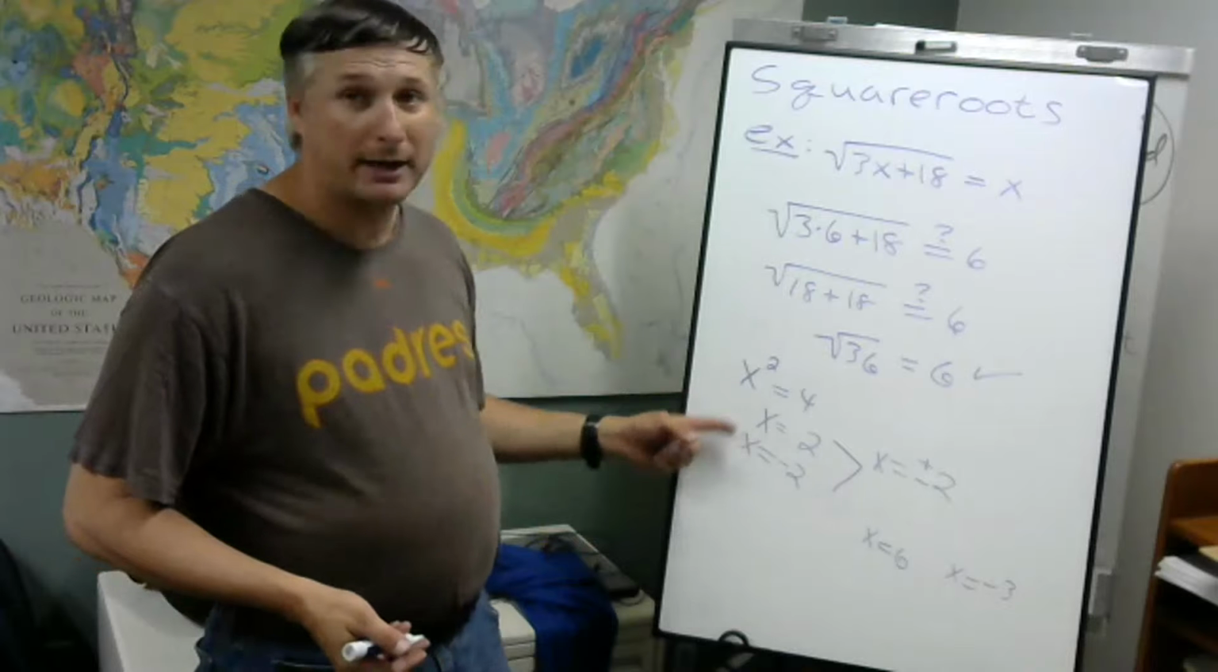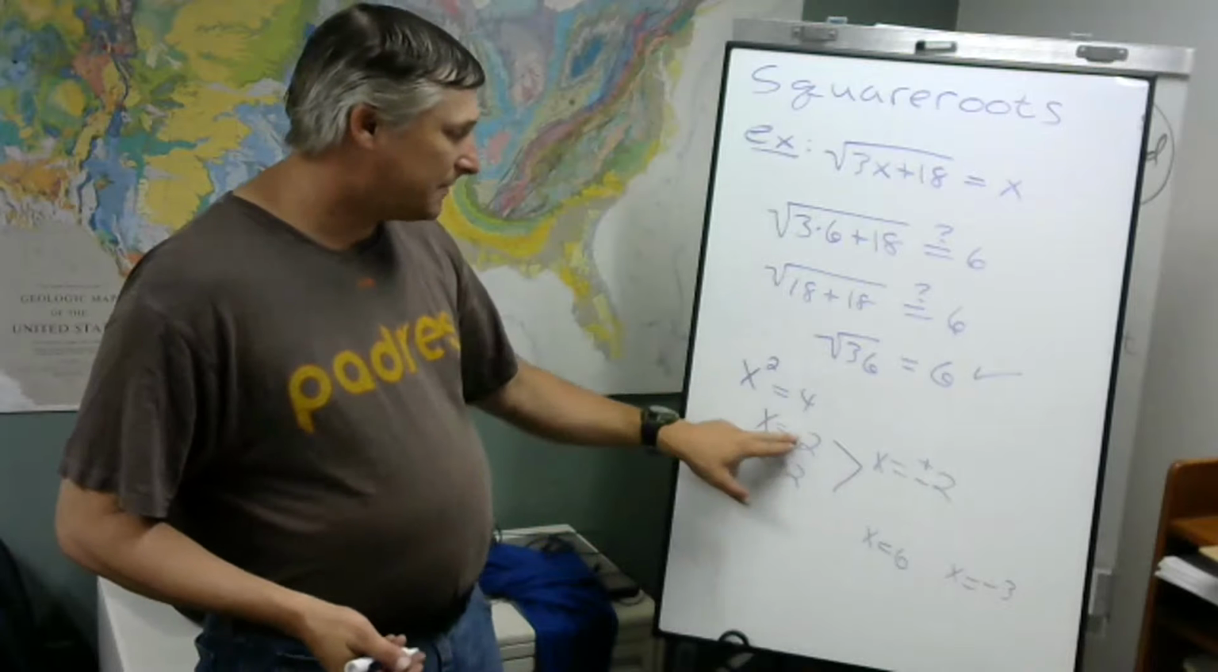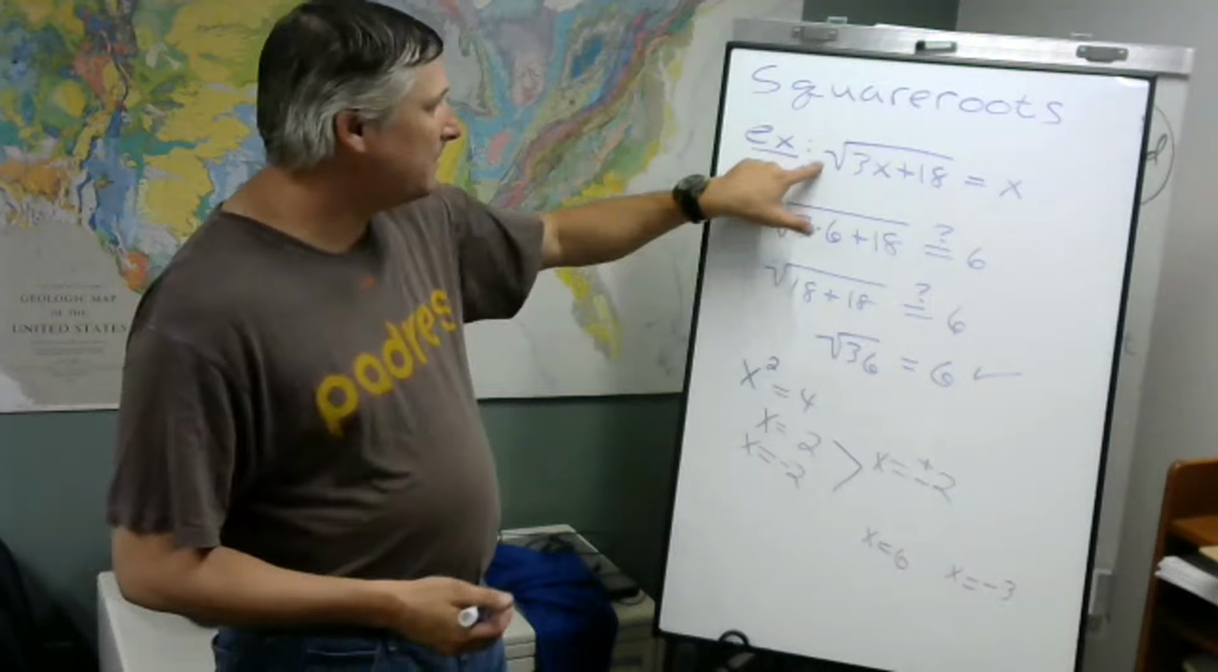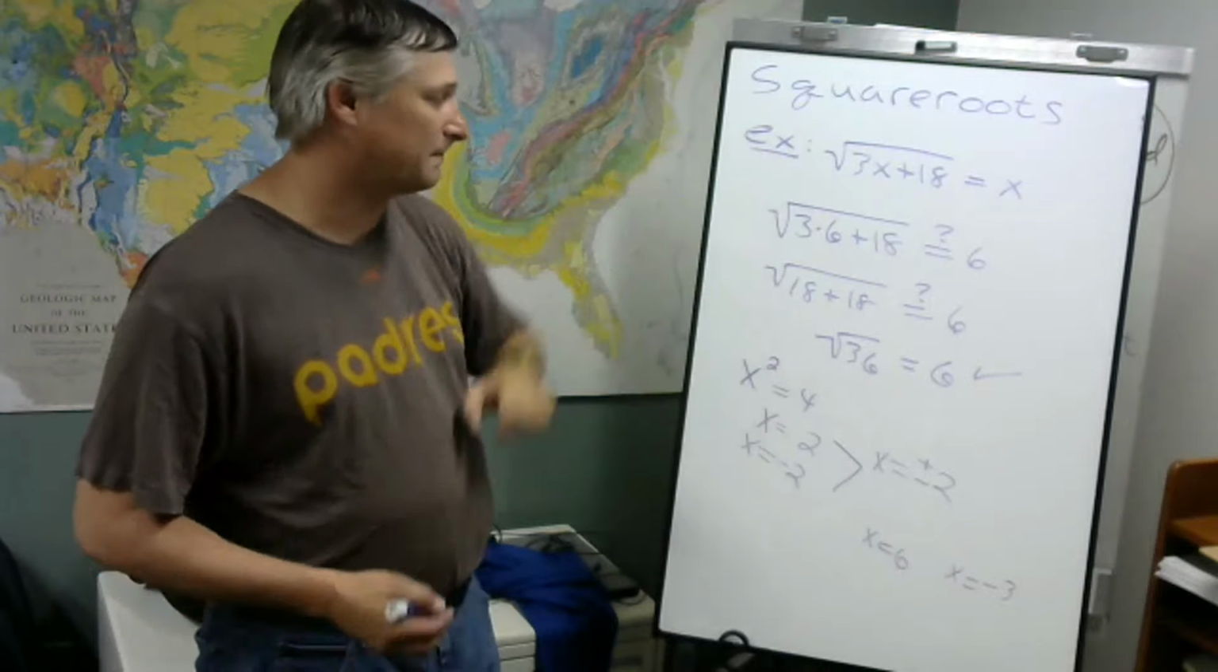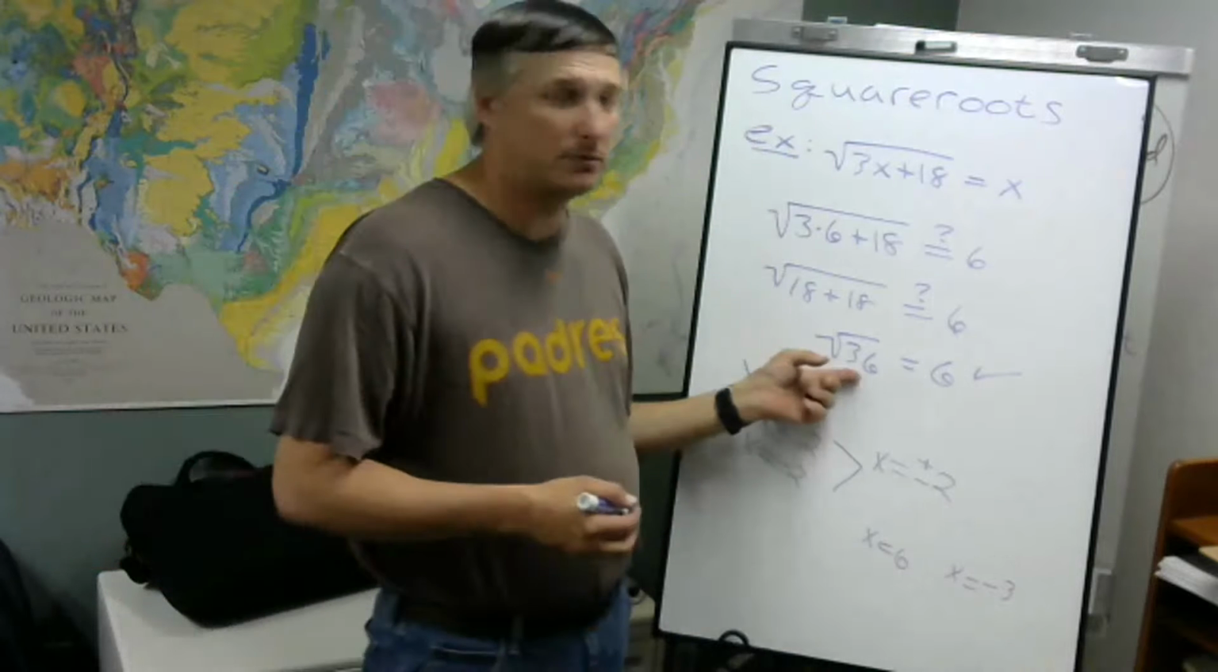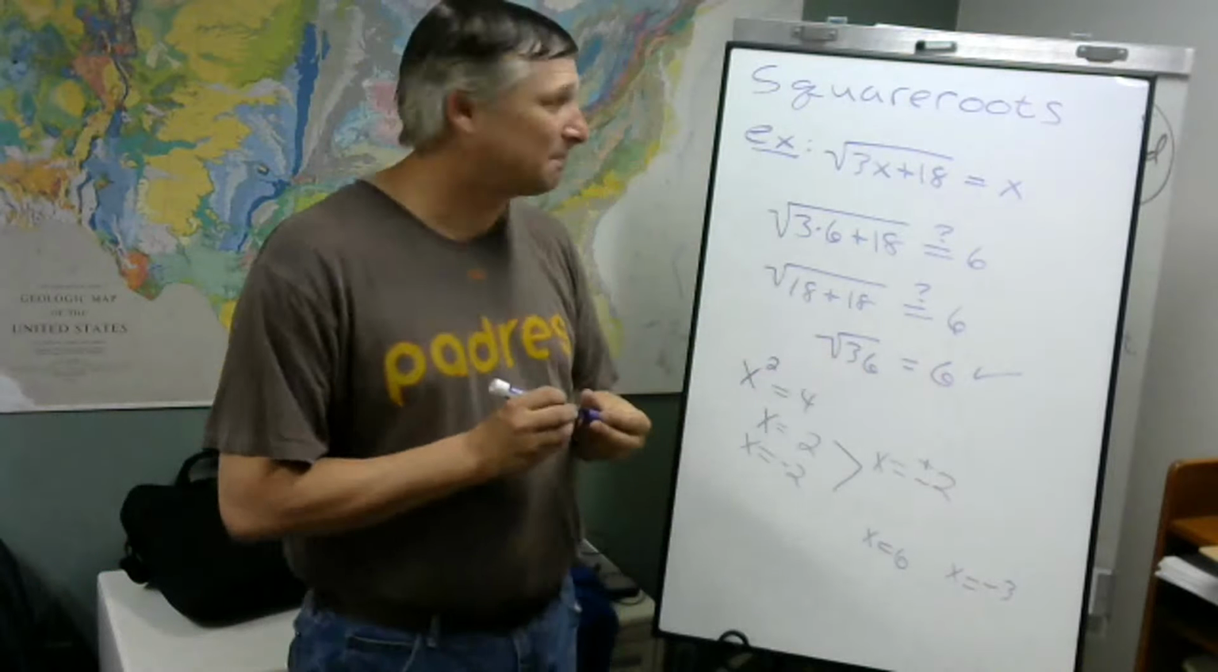But really, this is the way to write it. And when there's nothing on the 2, that means it's positive. Same thing here. So this is a positive root. And so the positive square root of 36 is 6.